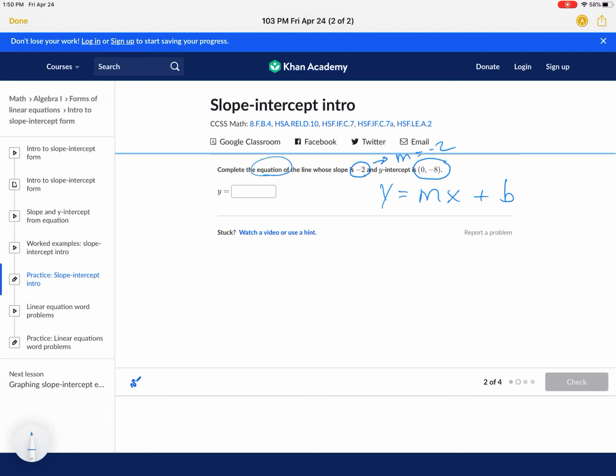When I'm looking at this coordinate, as with all coordinates, the first number corresponds to the x value and the second number corresponds to the y value. So it's telling me that on a coordinate plane with my x-axis and my y-axis, the y-intercept is (0, -8). The problem tells me my answer, which is great, because it tells me again that m equals -2 and b equals -8.